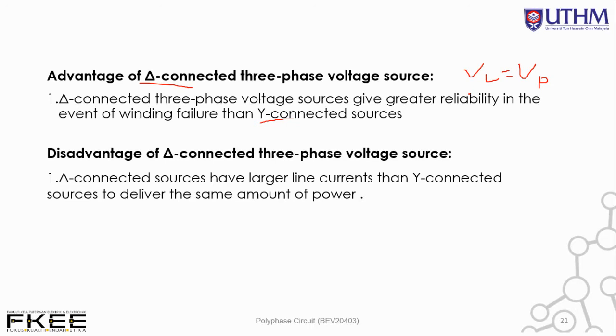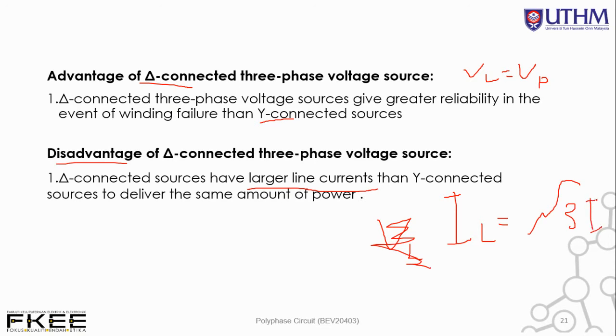So this is the advantage for delta connected. But it has larger line current than Y connected, because simply I line is equal to square root 3 times I phase. So that's why it is stated here: larger line current than Y connected source to deliver the same amount of power.